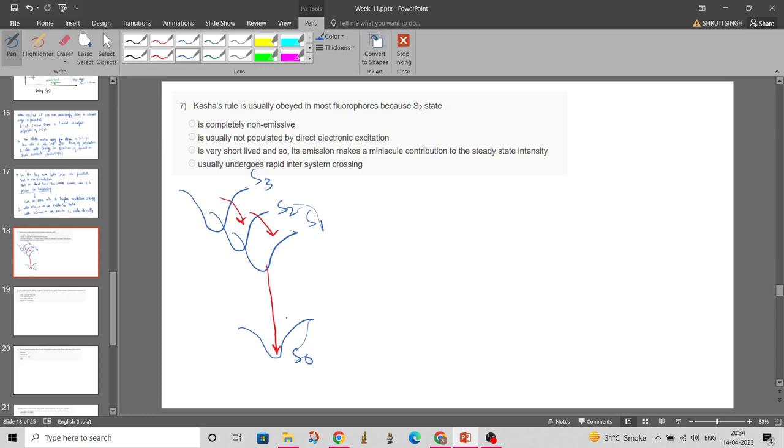So what happens? There is an energy gap between the S0 and the S1 state. Even if we are exciting the S3 or S2 state, because of the small energy gap with respect to the S1, there is a relaxation happening, and they come down to the V0 level of the S1 state, and then emission happens from there.